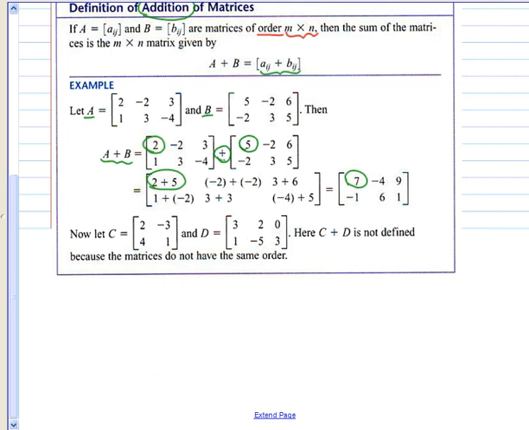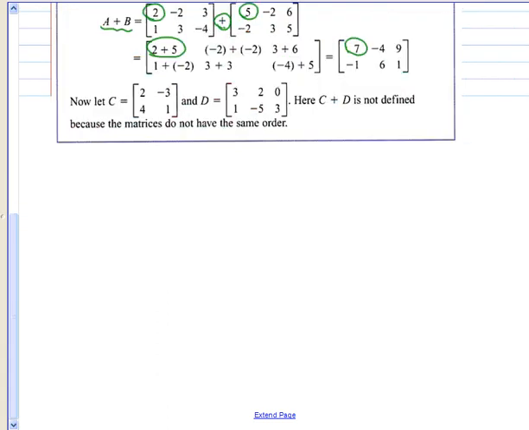Now, matrix addition is not always defined. Notice matrix C and matrix D, and when they say C plus D, why is it not defined?